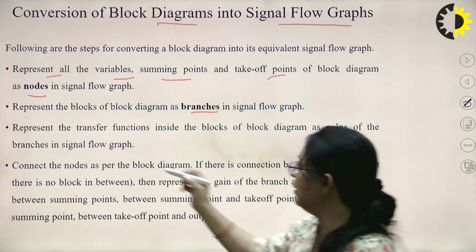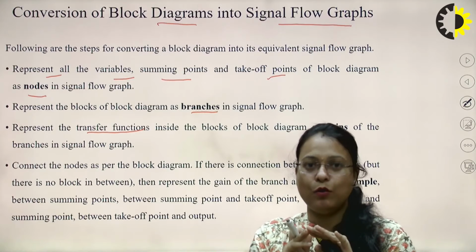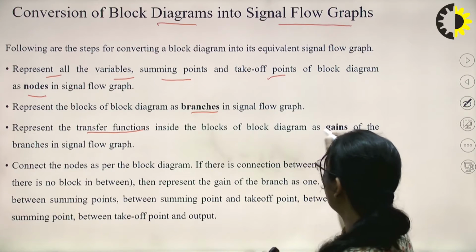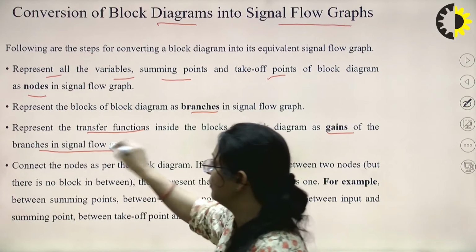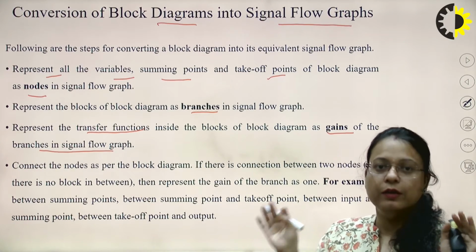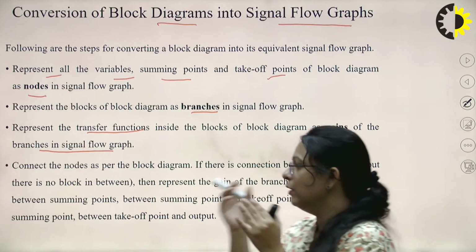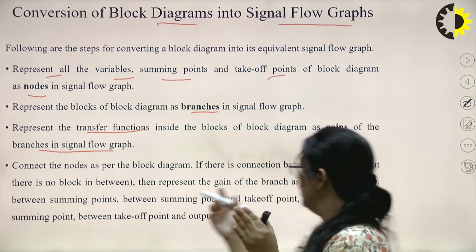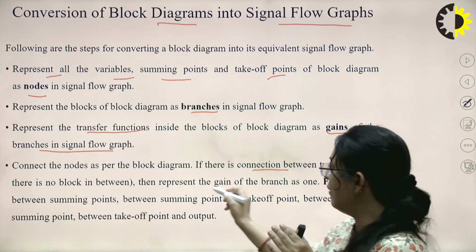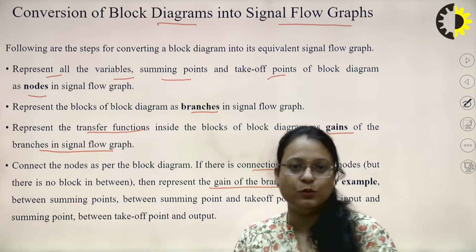Now, the third point is we have to represent the transfer function which is inside the block of the block diagram by the gains of the branches in the signal flow graph. And at last, we have to connect all these nodes accordingly. If there is a connection between two nodes, we have to represent the gain of that particular branch by unity, that is 1.